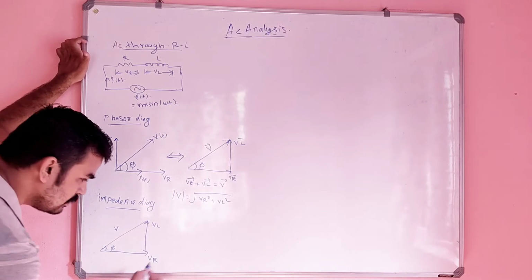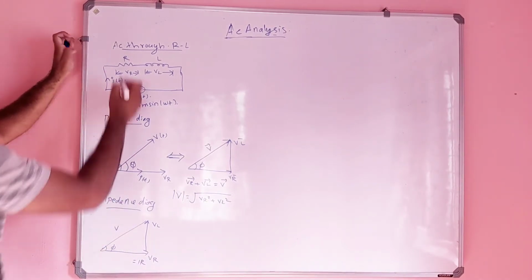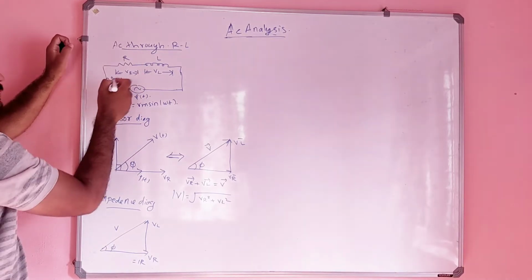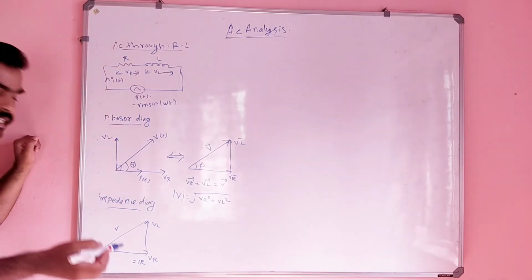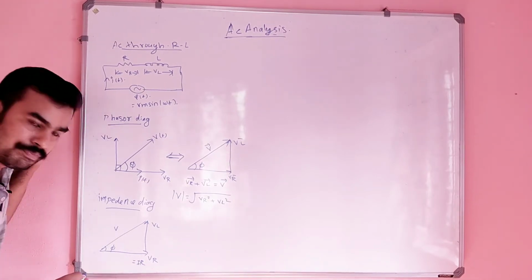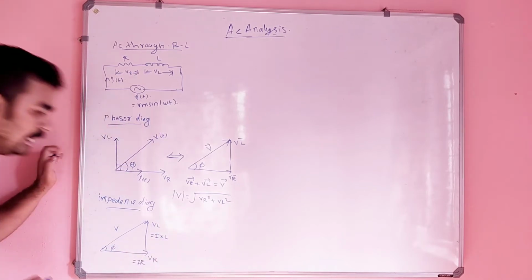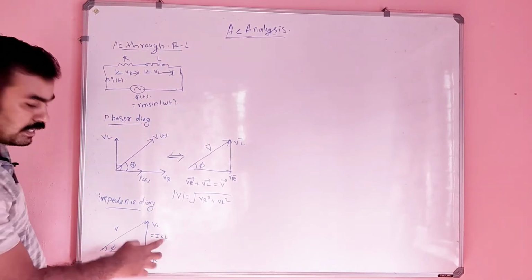What is VR? It is nothing but I into R. VR is the drop across this resistor, which is I of t, or simply for simplicity I represent it as I, so I into R, right? And what is VL? VL is nothing but I into XL, right?